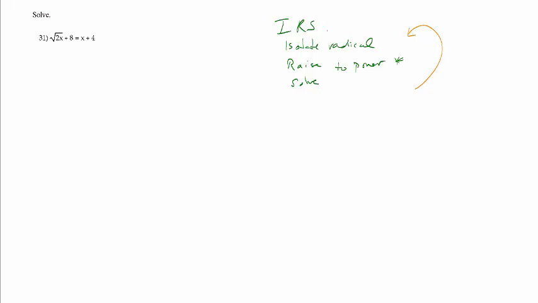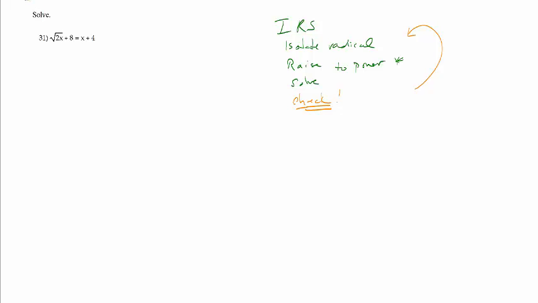So I'm going to isolate the radical, raise each side to a power, then solve for what's left. Whenever I use my power rule, though, I'm going to have to check my solution. Must check for solutions. When I square each side, I introduce additional solutions. They work for the equation once I square it, but they didn't work in the original.